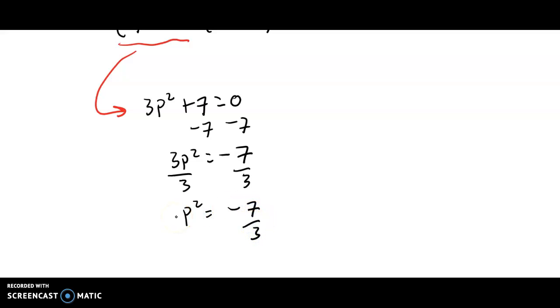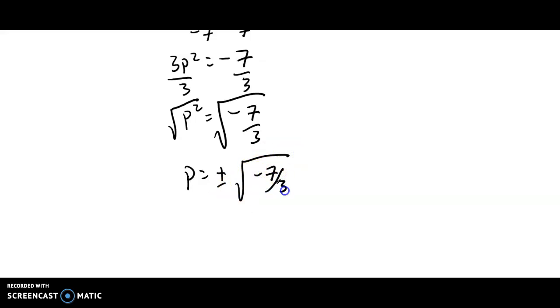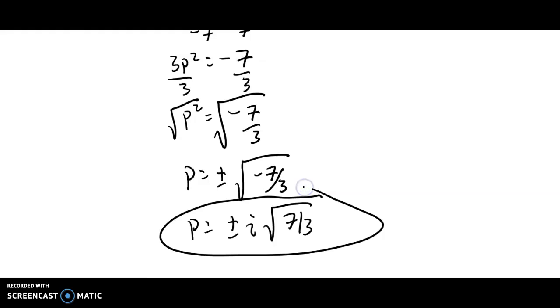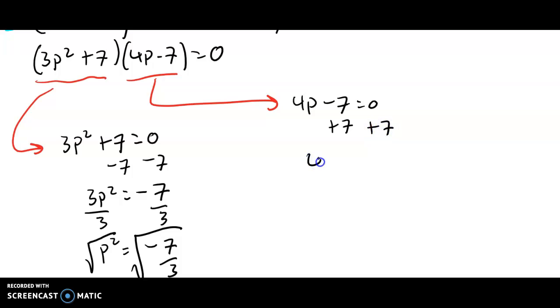I don't care what p squared is. I care what just p is. So to get from p squared to p, I'm going to square root both sides. When I do this, we get the plus or minus effect. And lastly, I need to take out the negative as an i. So these are our first 2 answers, and we're going to get one more answer over here. So we're going to set it equal to 0. 4p minus 7 equals 0, plus 7, plus 7. 4p is positive 7. Divide by 4. And our third and final answer is 7/4.